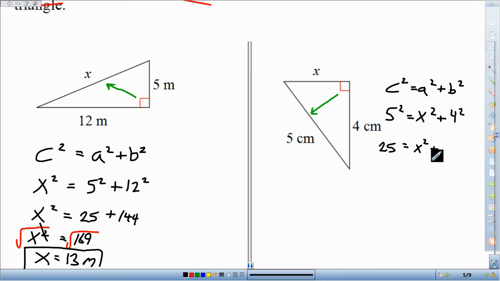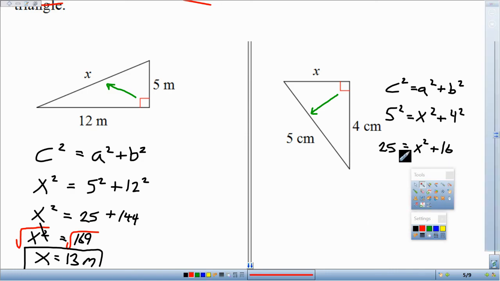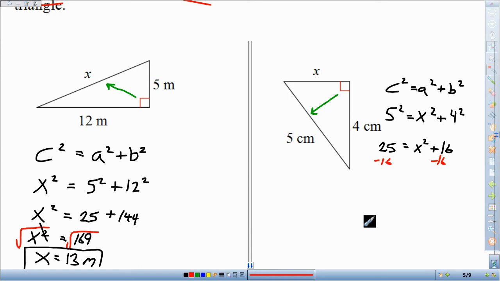4 squared is 16. Be careful on this kind of stuff. I always see people think like, oh, 4 squared is 4 times 2. It's 8. No, it's 4 times 4, right? So be careful. From here, now we can start solving. We need to get rid of the 16 first by subtracting it. So that cancels out the 16s, bring down the x squared.